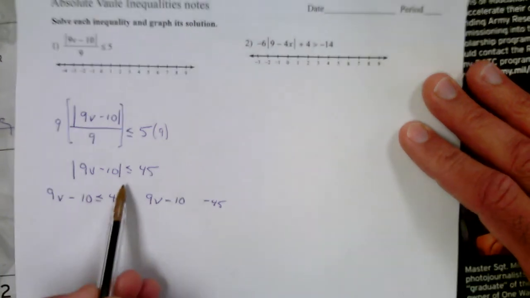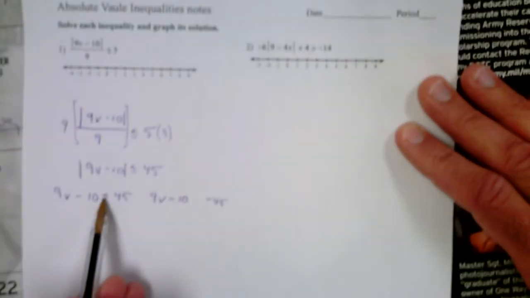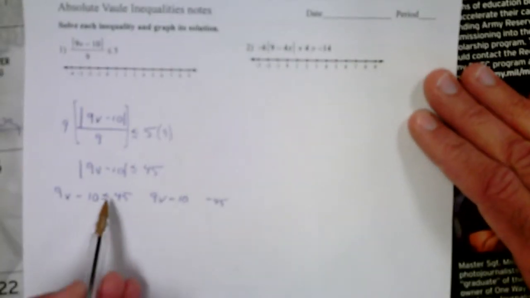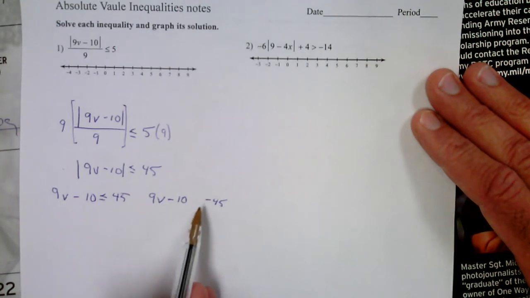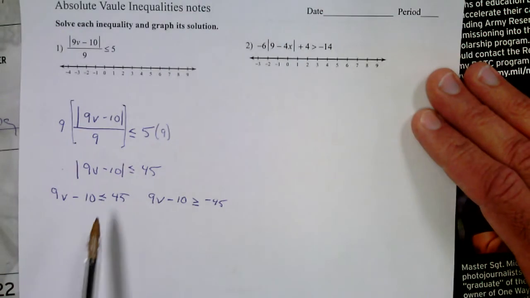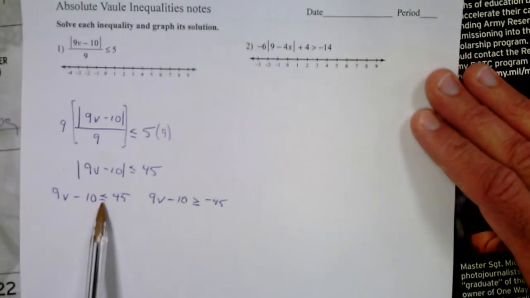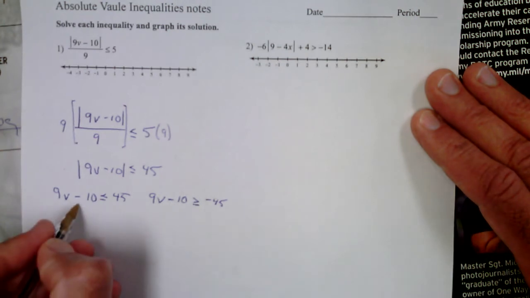But here's where I want to stop a second and emphasize that when you write the first split, the signs are exactly the same. When you do the second and you go from that positive 45 to the negative 45, you have to flip the sign. So here we have the less than sign just like it was, and here we have the greater than sign. We flipped it.